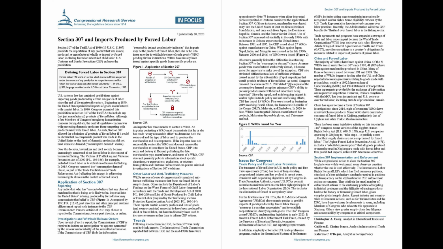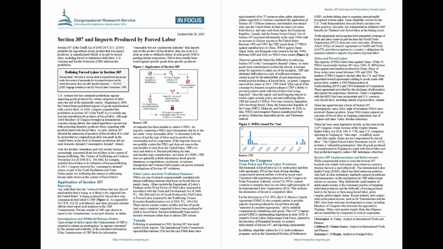Defining forced labor in Section 307. Forced labor: all work or service which is exacted from any person under the menace of any penalty for its nonperformance and for which the worker does not offer himself voluntarily. 19 U.S.C. Section 1307. Language modeled on the ILO Forced Labor Convention, 1930.